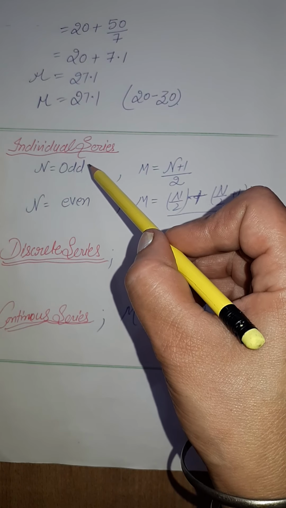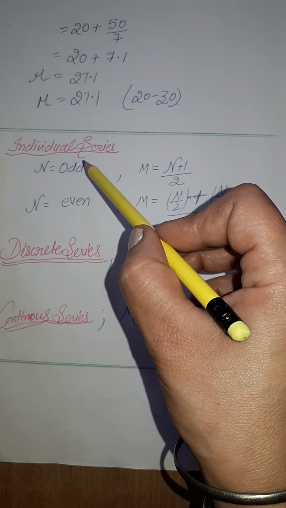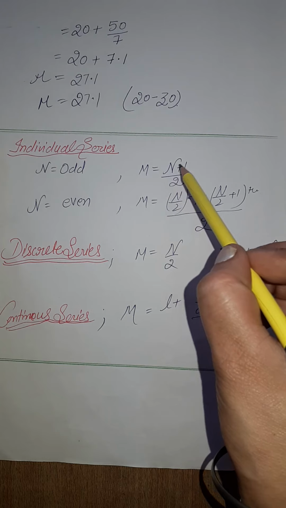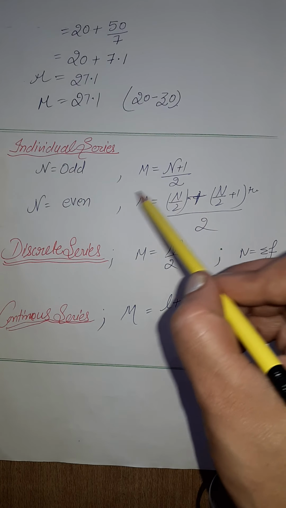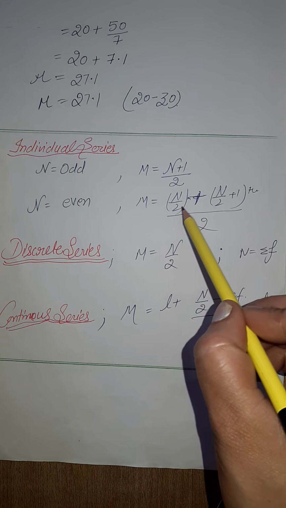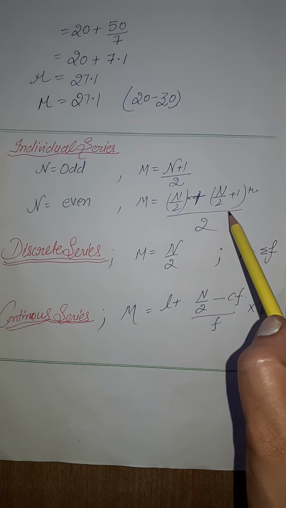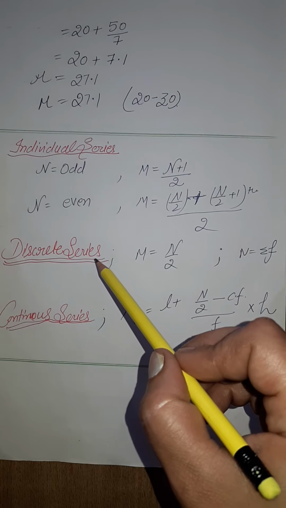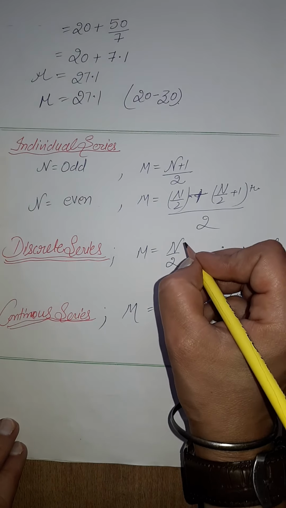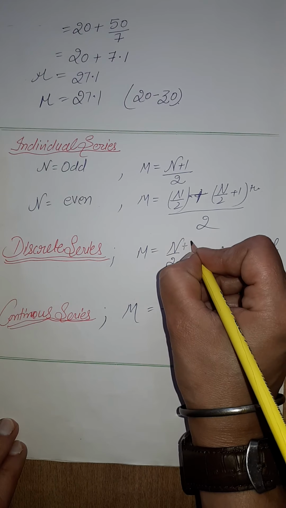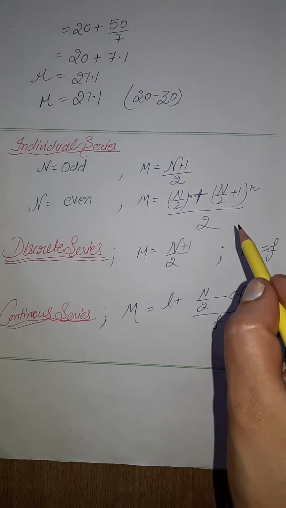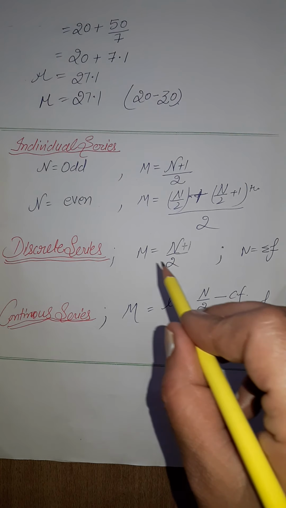When you get an odd and an even, in the odd you use this formula, m is equal to n plus 1 upon 2. If n is even, then you use the formula n by 2 plus 1 upon 2. In the discrete series, you also use n by 2, or you can also use n plus 1 by 2. But for the 12th standard, this formula is not more useful.